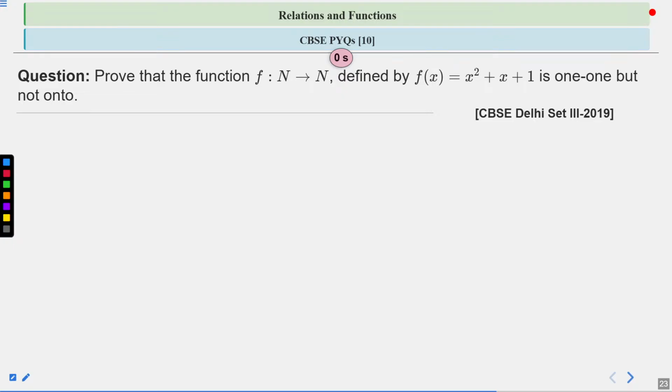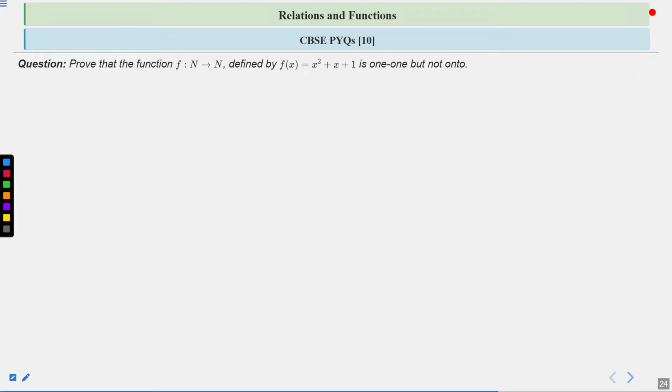Okay, let us move to the solution part. The question is, prove that the function f from N to N defined by f(x) = x² + x + 1 is one-one, but it is not onto. So let us move to the solution part. Given f(x) = x² + x + 1.